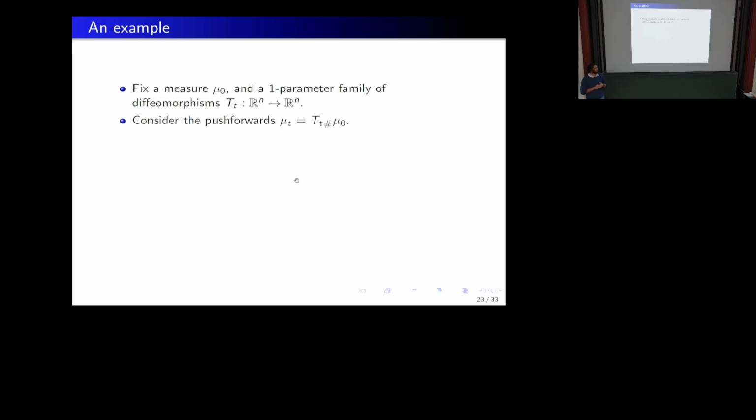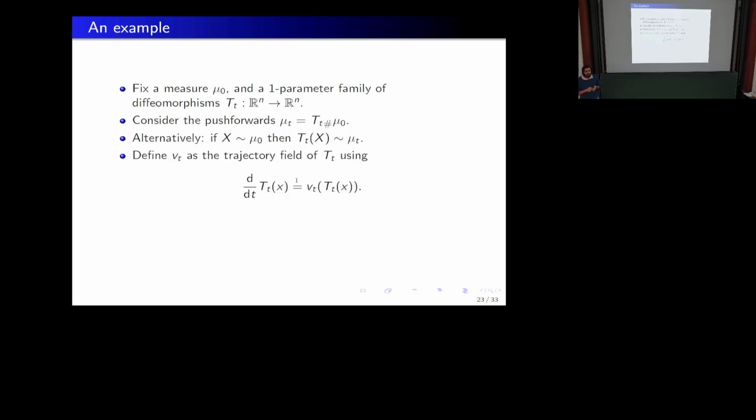So now an example. If I fix a measure mu naught, and if I have a one parameter family of diffeomorphisms T sub t, then I can look at mu t's which are just flowing along this one parameter family of diffeomorphisms. I just wrote, if X is a random vector, for people who would like to think in terms of random vectors, X is distributed according to mu naught, then mu t has the distribution T sub t X. So then I can define a velocity field by solving this equation, and this velocity field will be compatible with mu t.